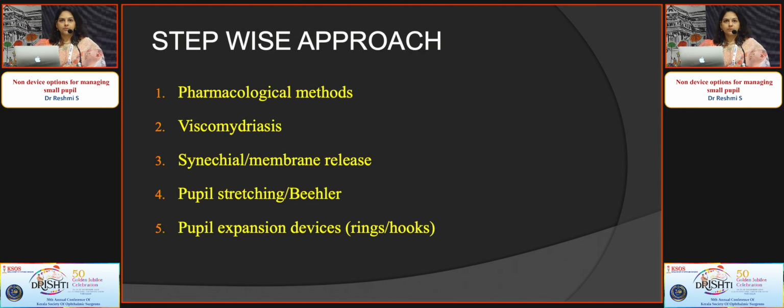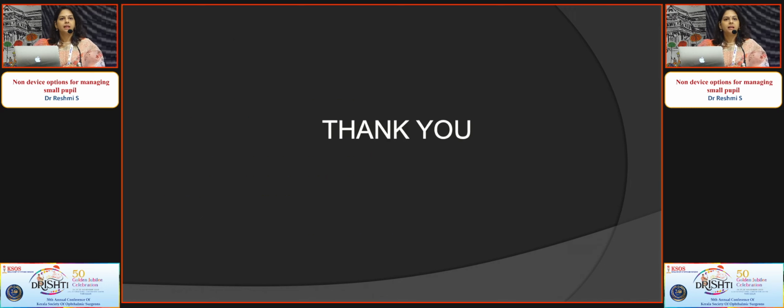So, for a small pupil dilatation, the stepwise approach includes: first go for pharmacological methods, and if not responding, go for viscomydriasis. Always go for a synechial release or membrane release if it is there. Pupil stretching and Beehler device comes next. If nothing is responding, go for pupil expansion devices like rings or hooks. Thank you for your kind attention.